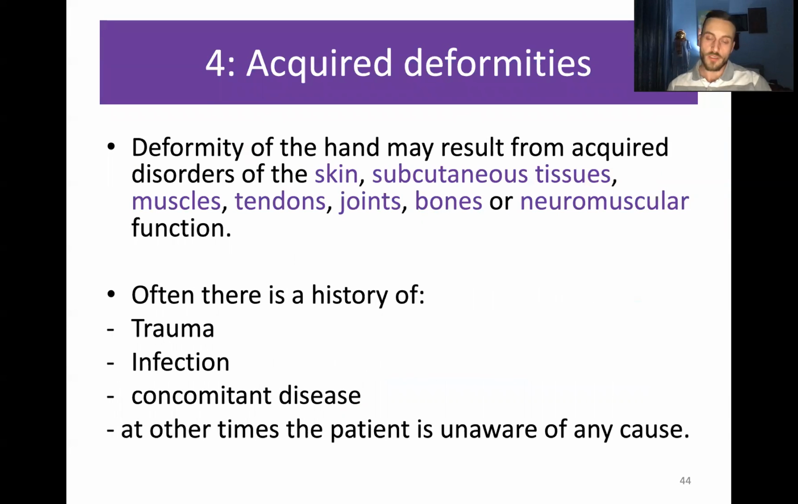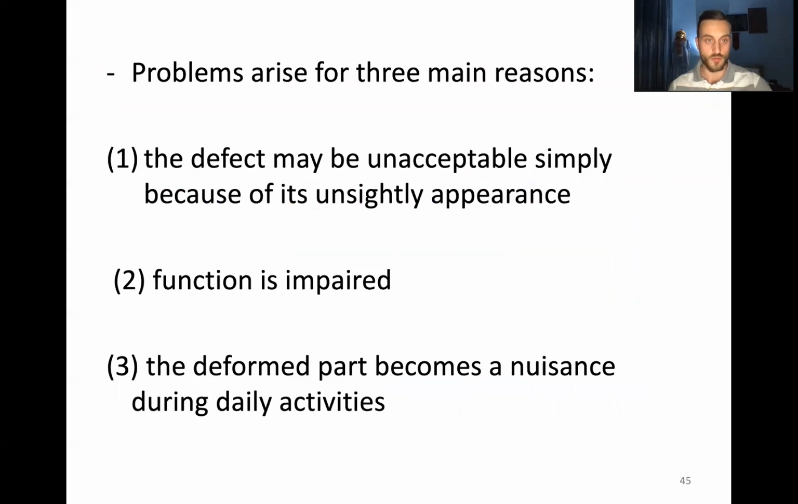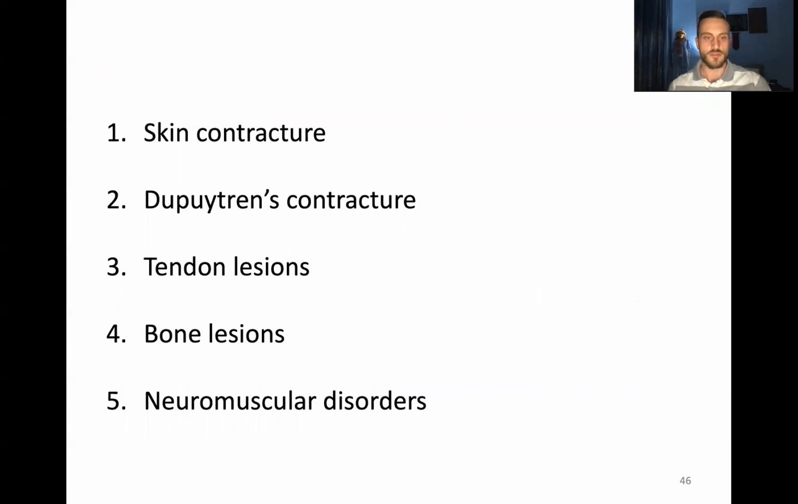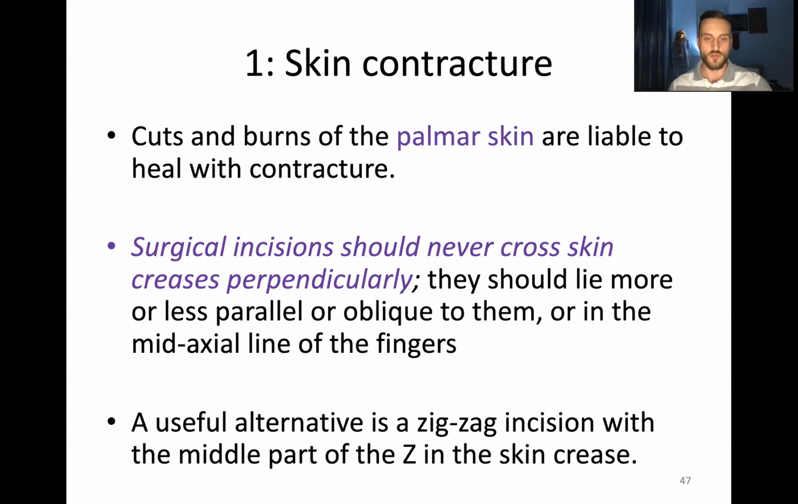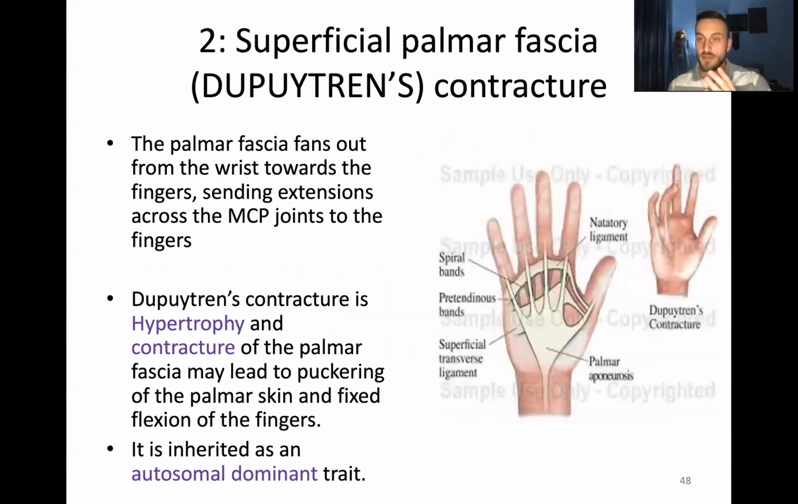We have some acquired deformities, and the acquired ones are usually caused by trauma, infections, concomitant diseases, and so on. So we have skin contractures, Dupuytren's contractures, tendon lesions, bone, and neuromuscular disorders. For the skin contractures, usually it's the palmar skin. And as I told you before, never ever do vertical incisions over the skin crease, because it's going to cause contractures, and it will affect the function.